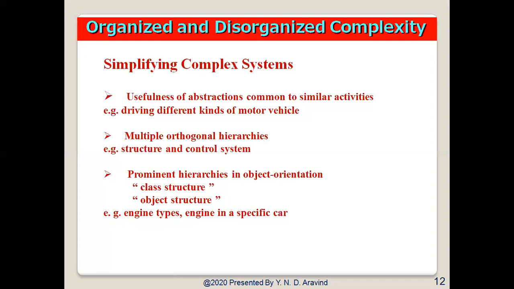Coming to the prominent hierarchies in object-oriented systems. In object orientation, the class structure and the object structure relationship is the simplest form of related hierarchy. It forms a canonical representation for object-oriented analysis. Here the class structure, the object structure and the relationship between these classes and objects play a major role in object-oriented systems.